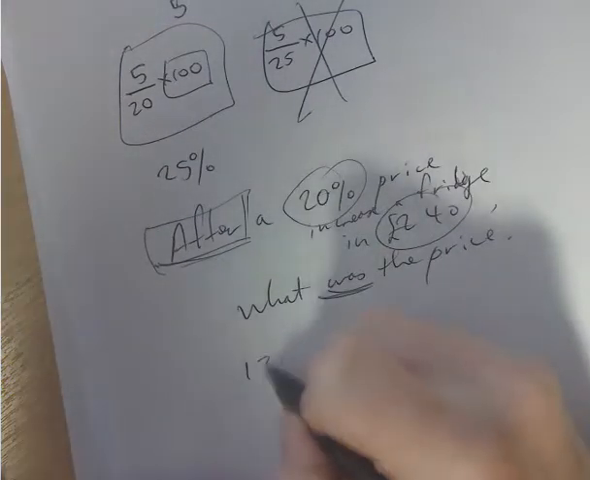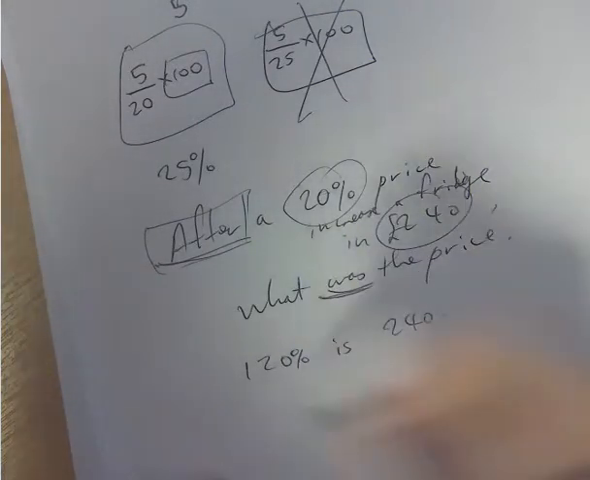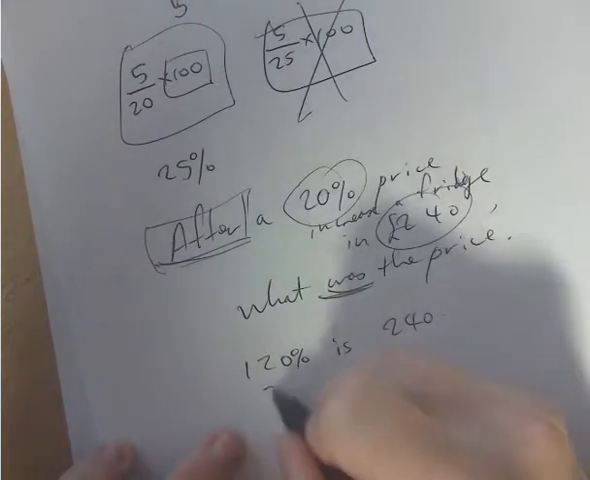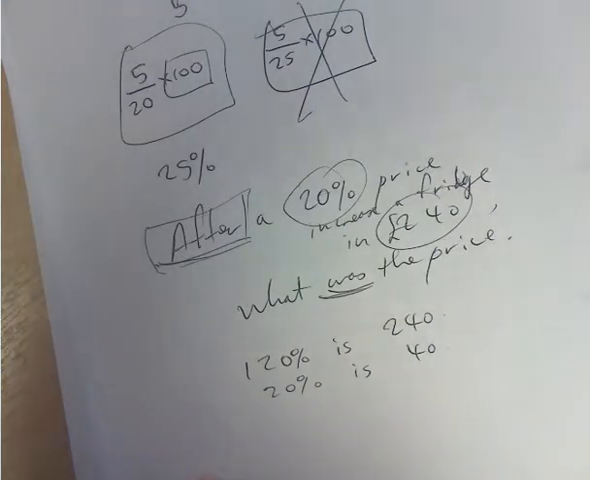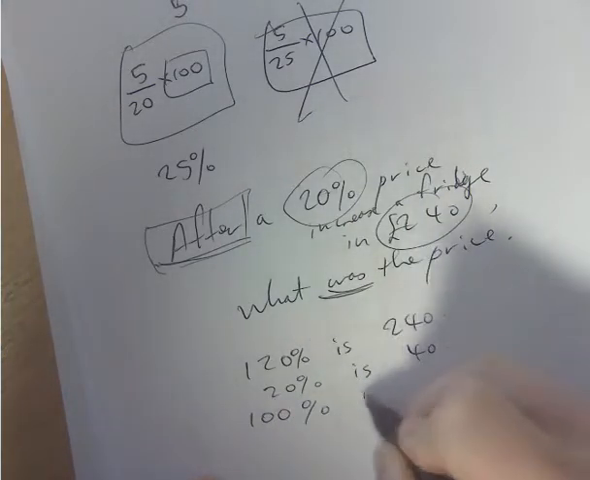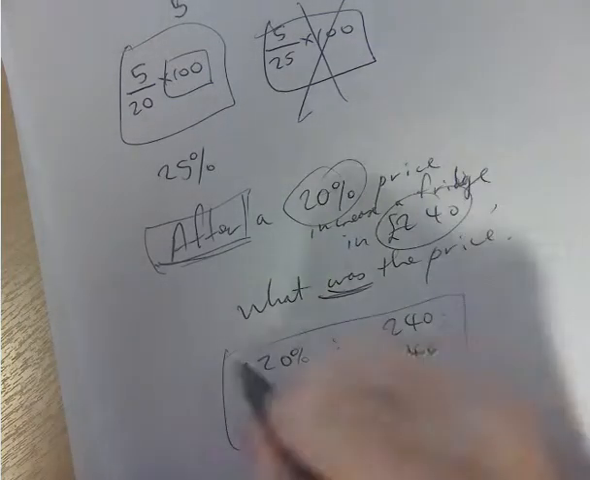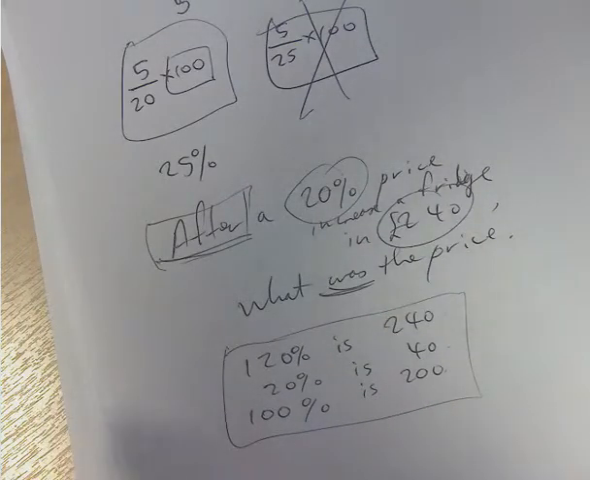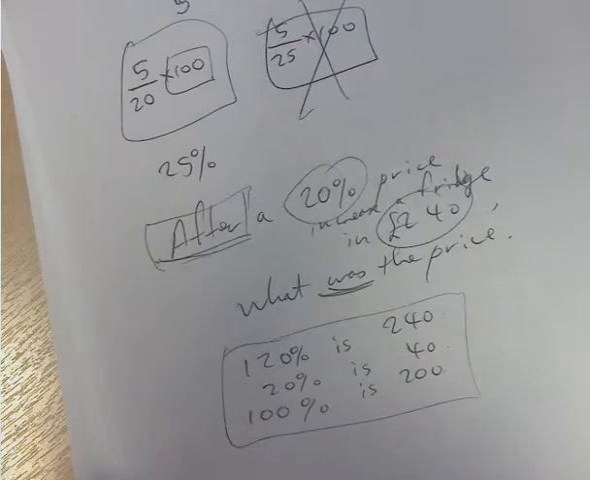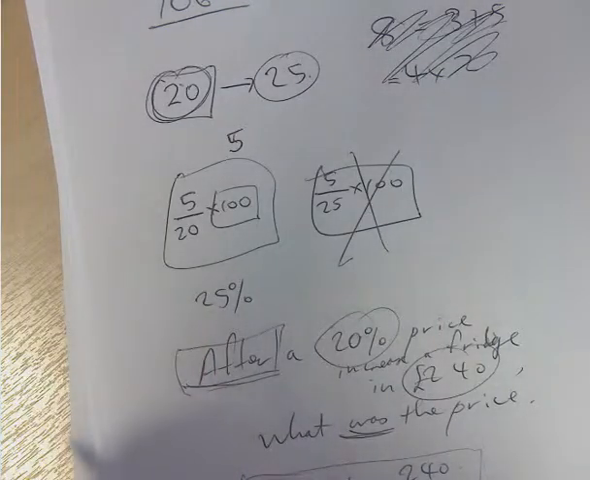You just say 120% is 240. Therefore, 20% is 40. That's just me dividing both sides by 6, and therefore 100% is 200. Now, that's just a very quick demonstration of the method, but there's a whole separate video on that. So I think it's called reverse percentage questions or backwards percentage questions. The key with 706 is to spot the situations where you are not given the original figure.